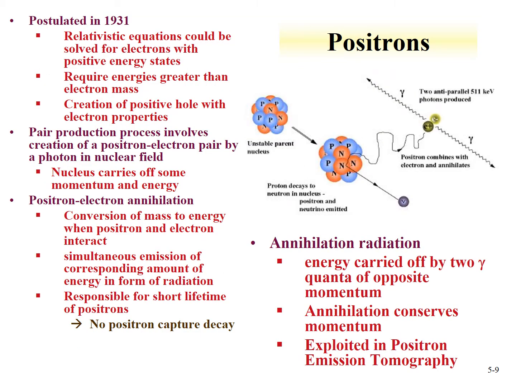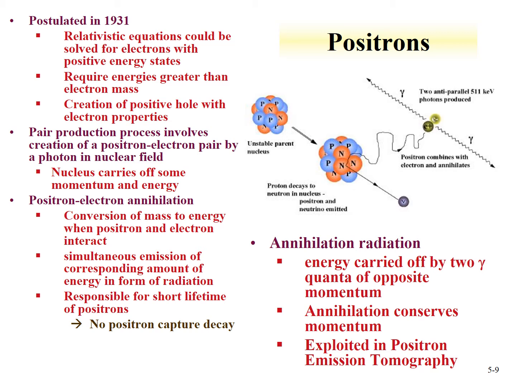The positron, which is emitted during positron decay, was actually postulated before it was seen. In 1931, relativistic equations could be solved for electrons with positive energy states, so basically the opposite of an electron. What is also known is that pair production, in other words, the creation of a positron-electron pair, can be performed by a photon in a nuclear field. This is one way photons interact with matter. If you have a high enough photon energy, well above 1 MeV, you can create an electron-positron pair.